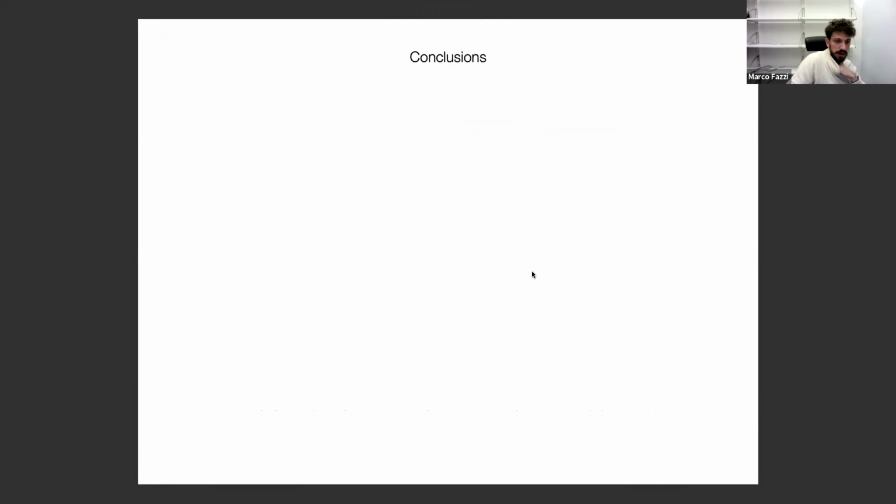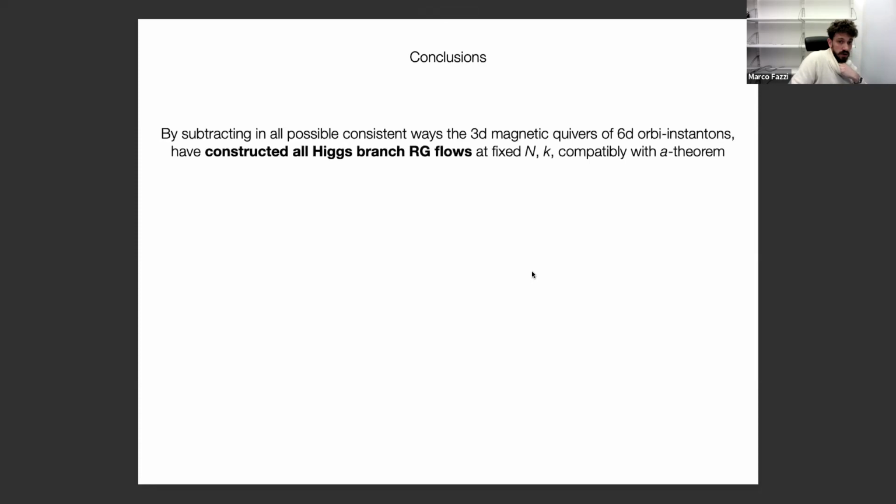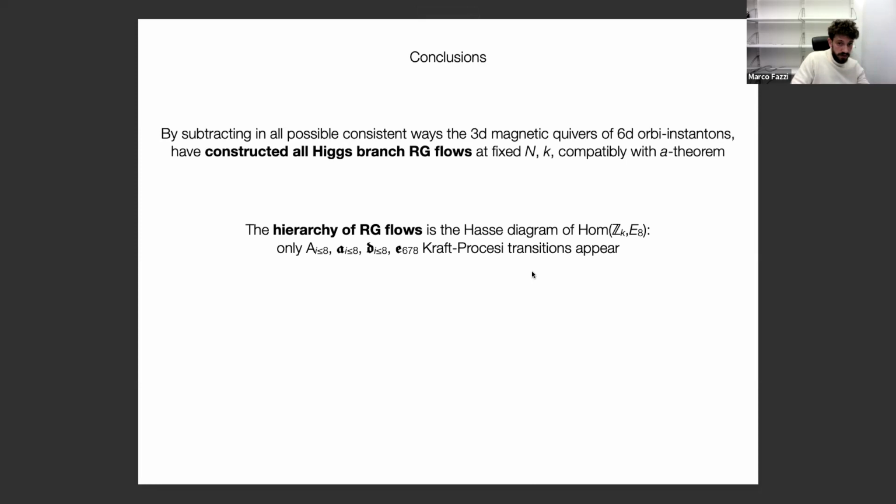So by subtracting in all possible consistent ways the 3D magnetic quivers associated with 6D orbi-instantons, we have constructed all Higgs branch RG flows at given n and k compatibly with the theorem. The hierarchy of flows is the Hasse diagram of homomorphisms, or we'd like to propose that it is the Hasse diagram of embeddings of Z_k inside E8.